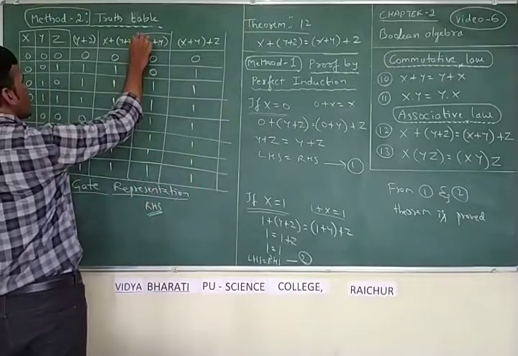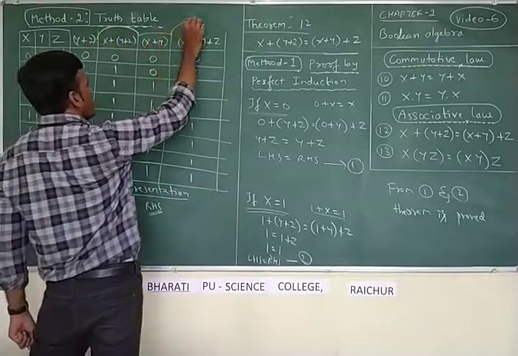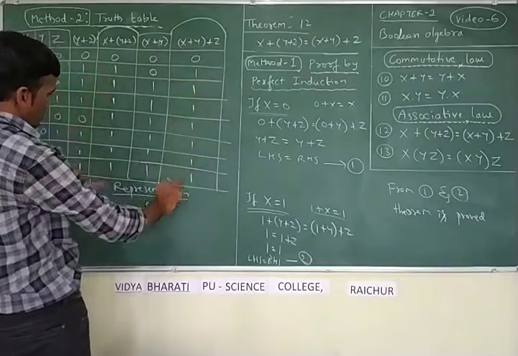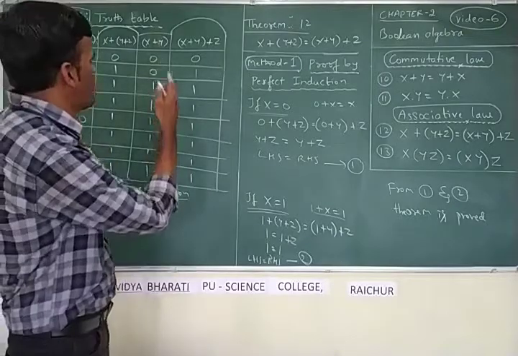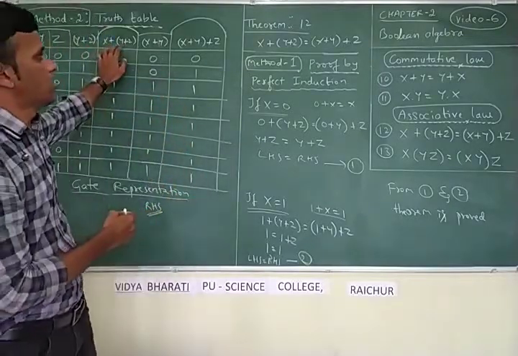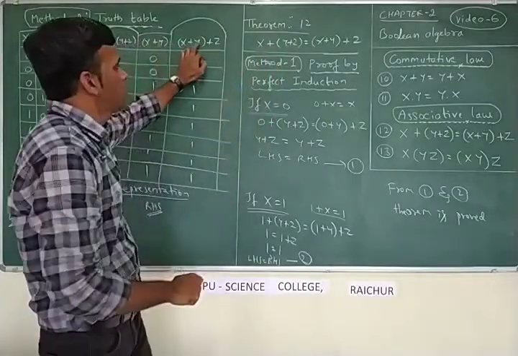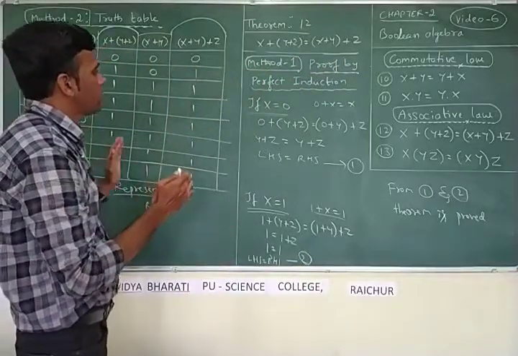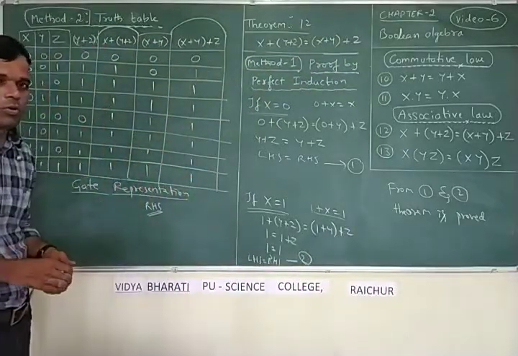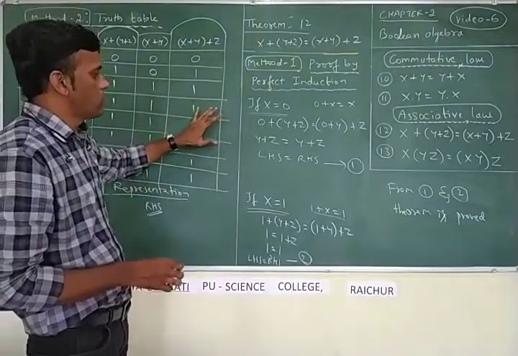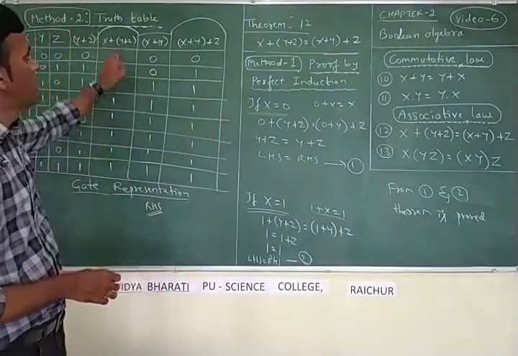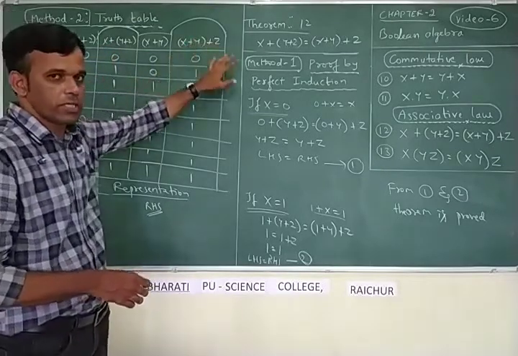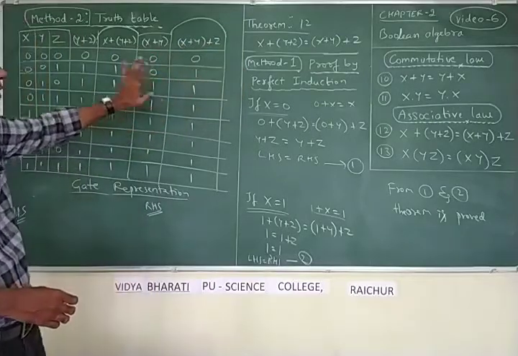Okay, so finally we need these two columns, this one and this one. This one is the LHS part and this column is the RHS part. Both the columns are the same now, so we can say the theorem is proved. You have to write the conclusion: here the columns x plus (y plus z) is identical with (x plus y) plus z, hence the theorem is proved.